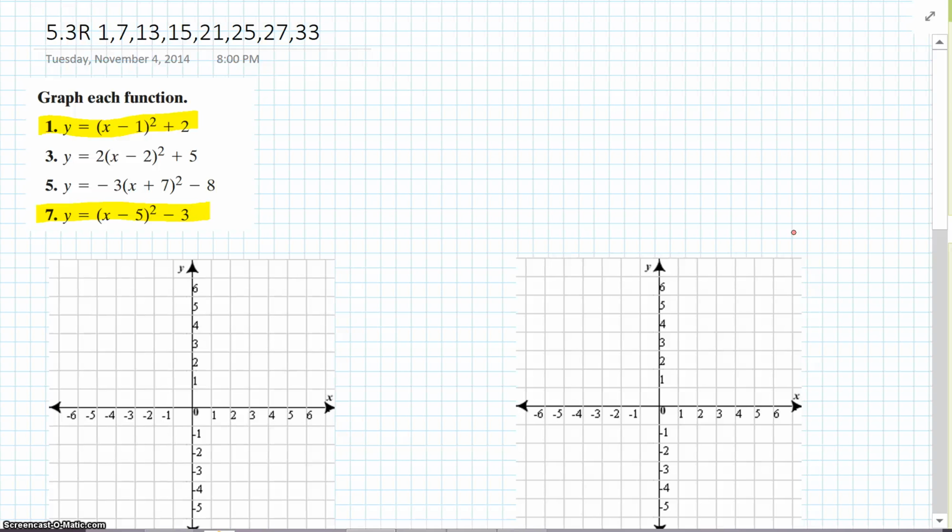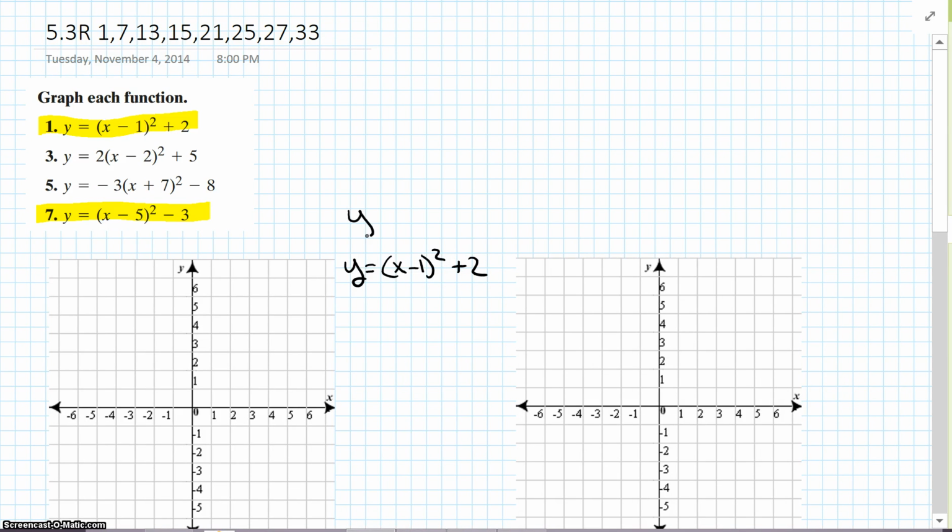Algebra 2, Chapter 5, Section 3, Review. Graph each function. All right, number one, the first thing we got to realize in the first one is this. It's y equals x minus 1 squared plus 2.